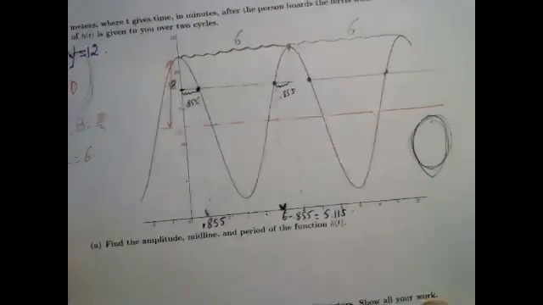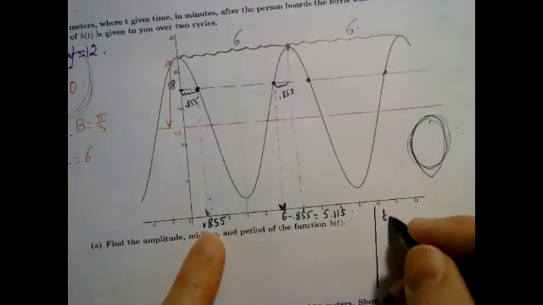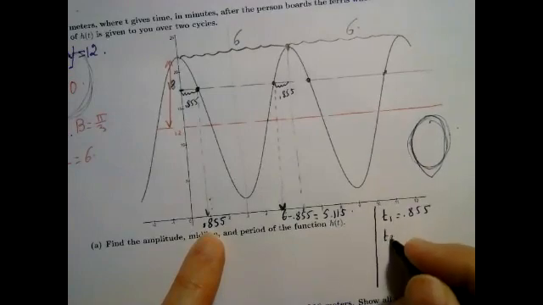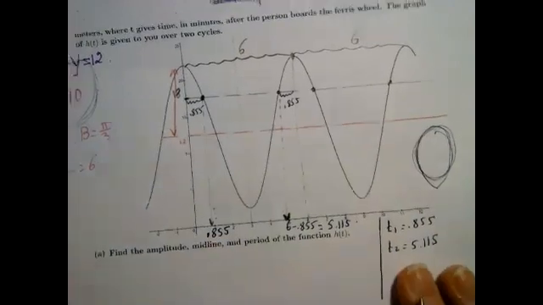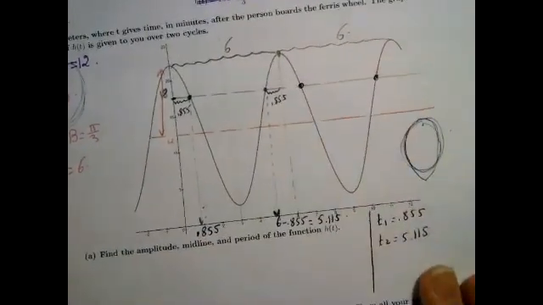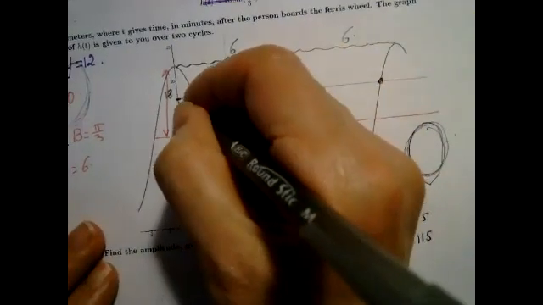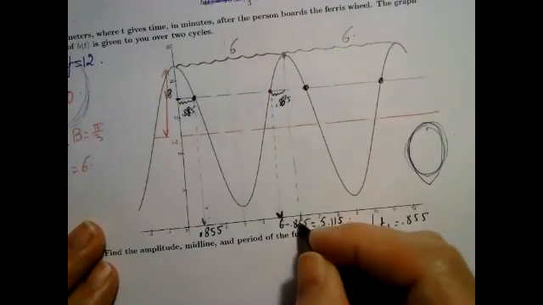So use the graph to find the values. I'm going to put the values here. One value is going to be 0.855. The other one is 5.115. Now, there are 2 more times when the height is 18. Jaden, I don't know. Sorry, 885, yeah. Thanks. 0.885.